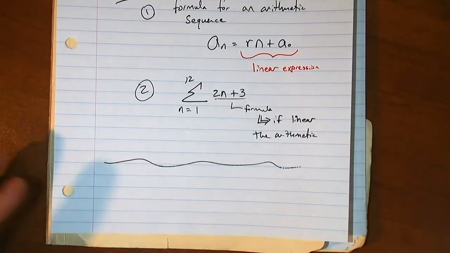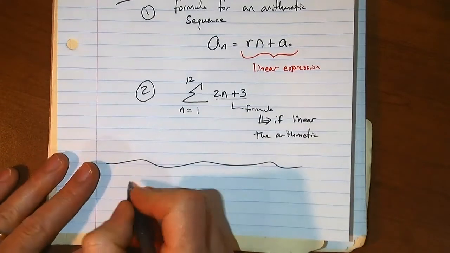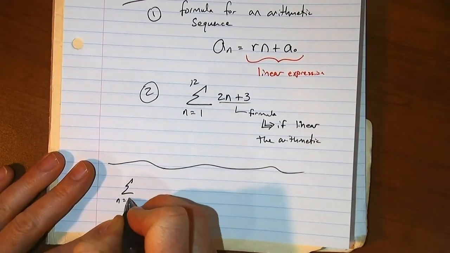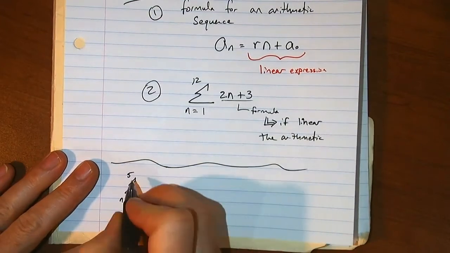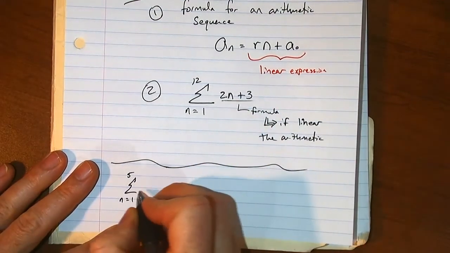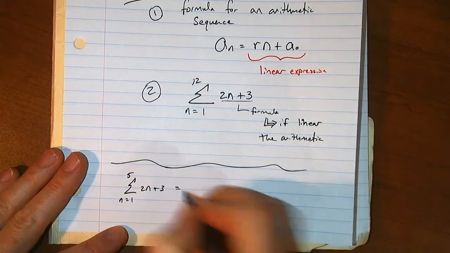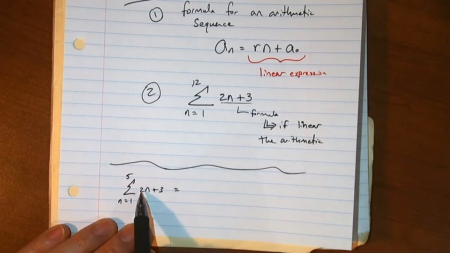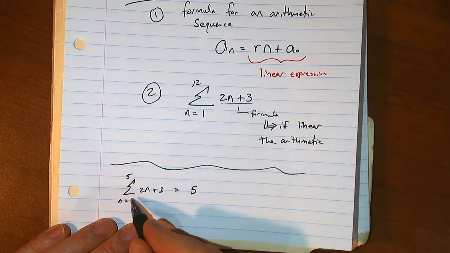And I talked a little bit about this in the last video when we did a series. So let's just suppose, for the sake of discussion, that I'm going to find the sum of the first 5 terms of this particular series. Let's just take that one, 2n plus 3. And from the last video, we know that what we're going to do with this is we're going to plug in the number 1. So I'll have 2 times 1, which is 2, plus 3. That's 5.